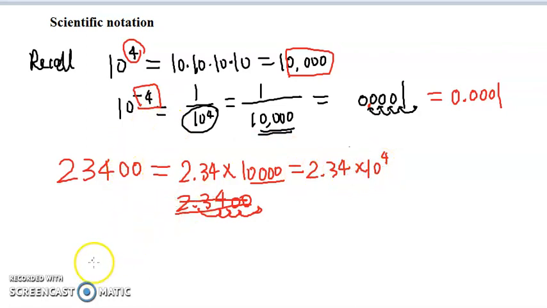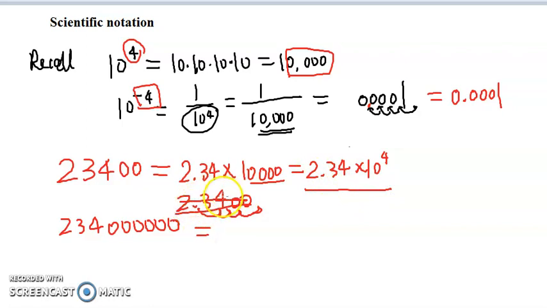And similarly, when we have a huge number, like if I put a bunch of zeros in the end, when we have such a long number, it would be more convenient to use the exponential form, and we call this scientific notation.